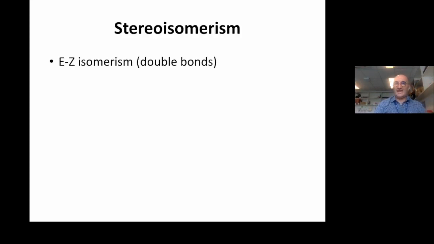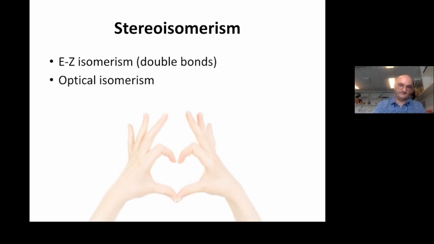So, we have E/Z, Entgegen, Zusammen, forgive my German, something like that. That's the cis and trans, and the E and Z. Cahn-Ingold-Prelog system, saying lots of jargon already. Welcome to the world of stereoisomerism. And we also have optical isomerism.